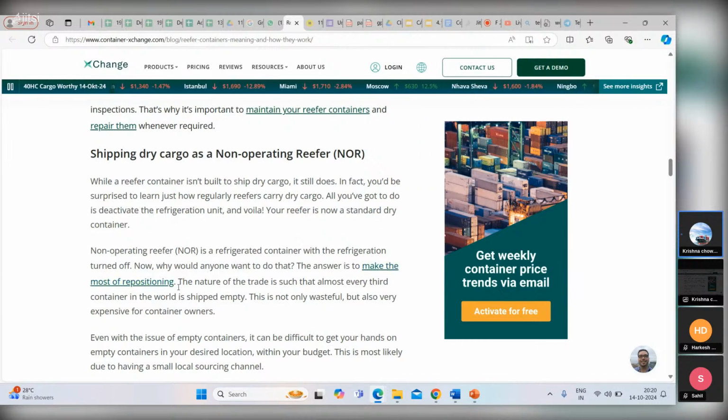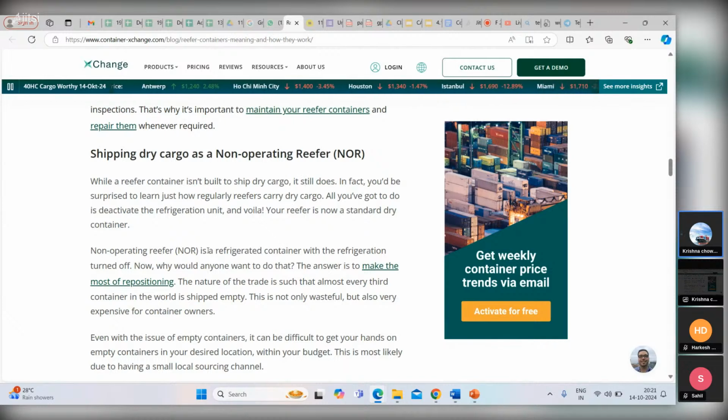Standard dry container or any container. The nature of the trade is such that almost every third container in the world is shipped empty. So this is the condition of trade and voyage. This is not only wasteful but also very expensive for container owners. Sometimes shipping a dry container is also expensive for them, because at the next place they will get charges for transportation, food, and everything which is here, and also back home.